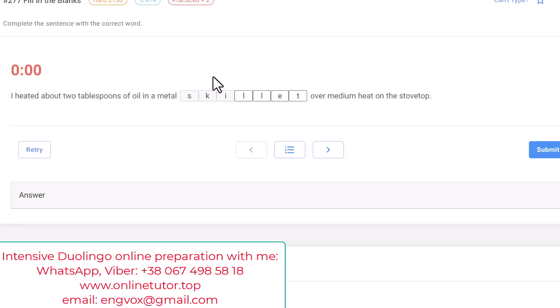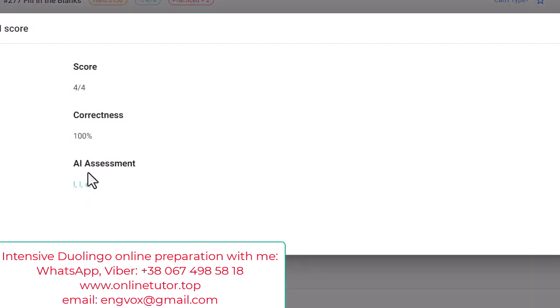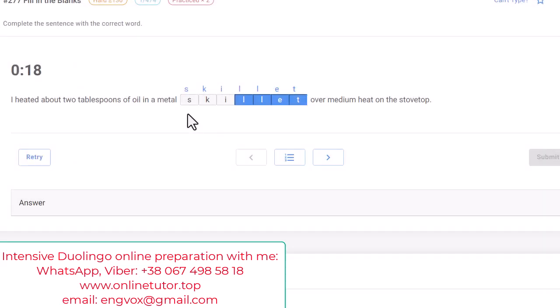According to my opinion, this is not nice of Duolingo to put such words in the test, because they're not general, not international, not a synonym. So it's a very high level question. If you answer this question easily, you must have 140 or even more for your test, because it's mostly a British variant of a flat frying pan. Let's check. Yes, skillet, a flat metal container for frying something.